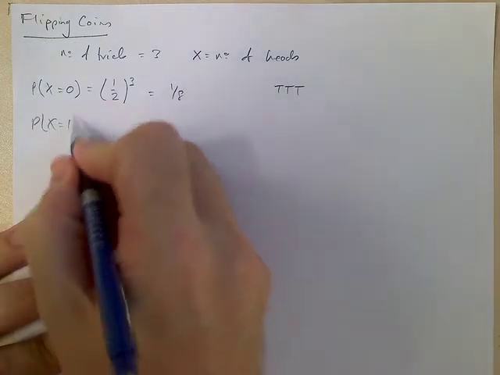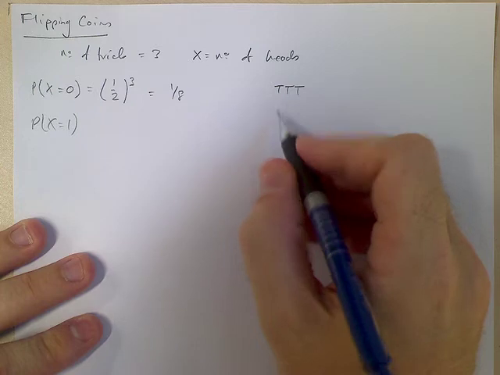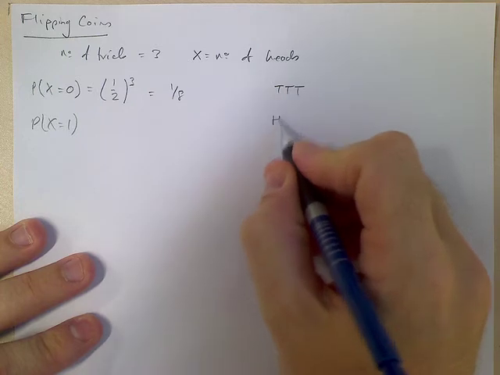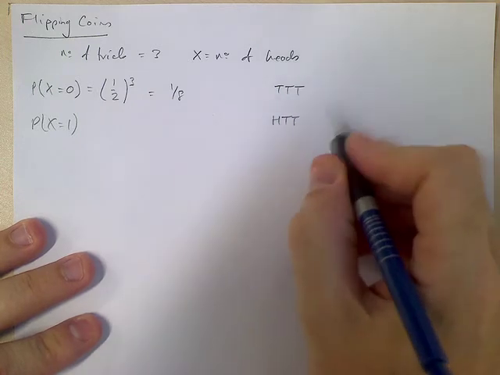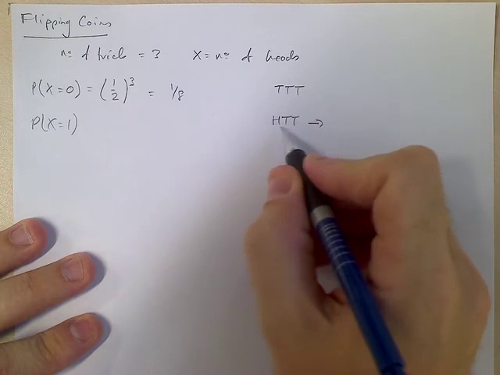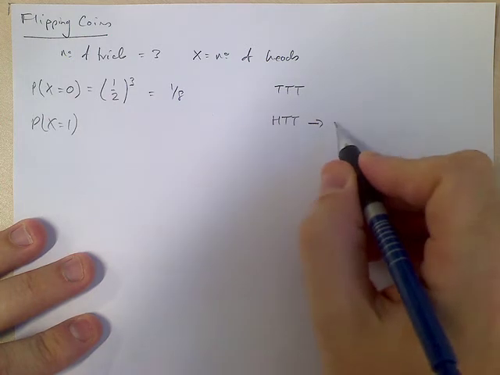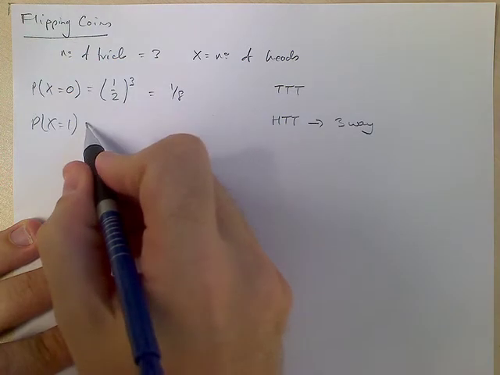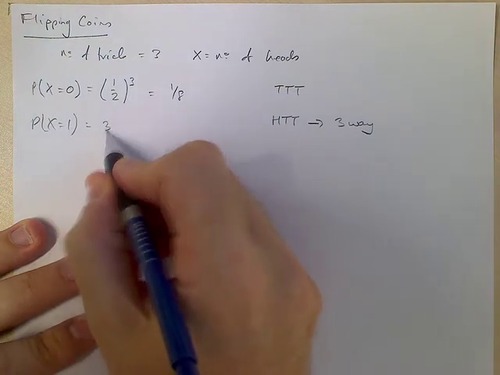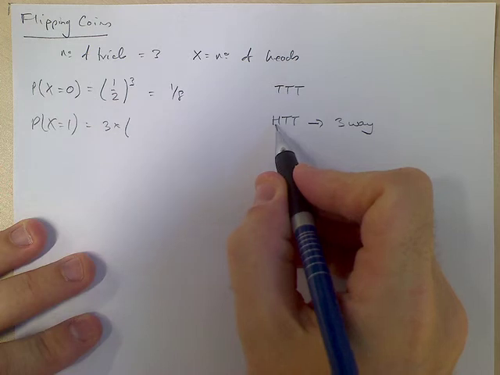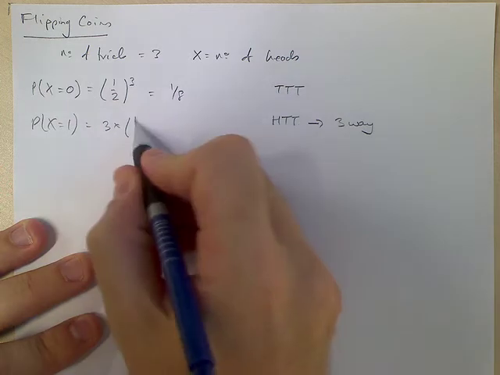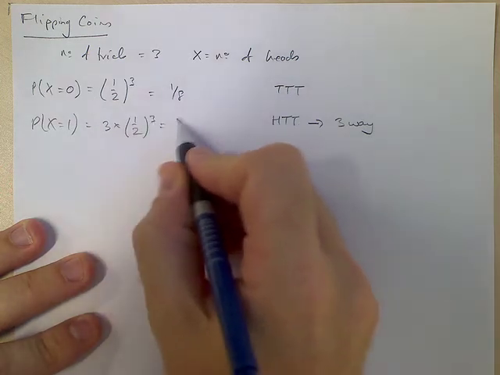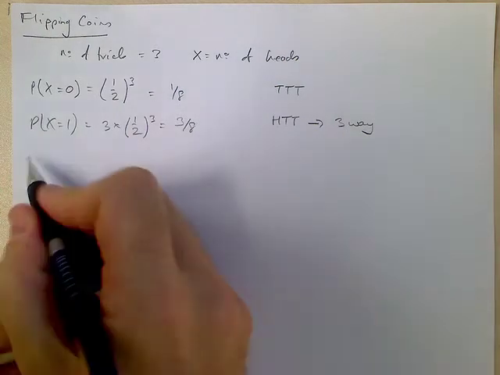Probability of x is 1. To get one head, tail, tail. But of course, I can do this in 3 ways. The head could come on the first, the second, or the third flip. So I've got 3 lots of probability half, a half, and a half. So it's still a half cubed. So in this case, 3/8.